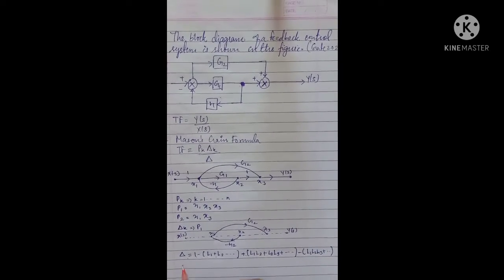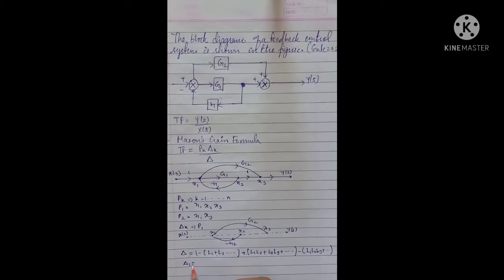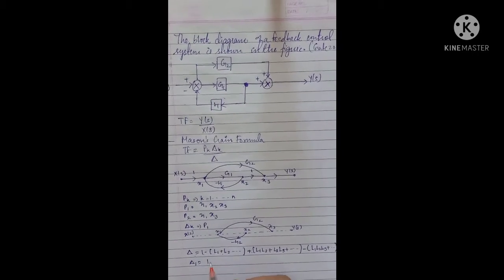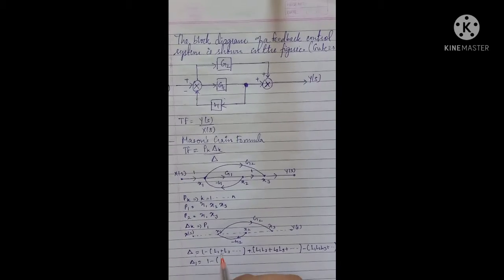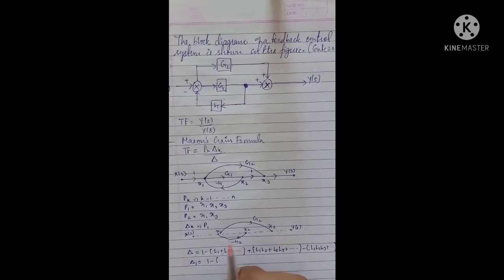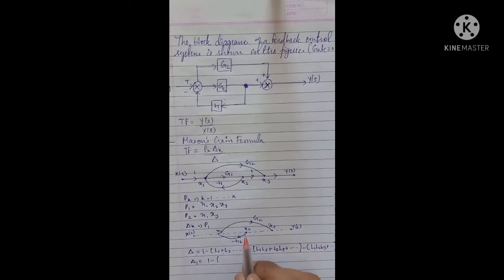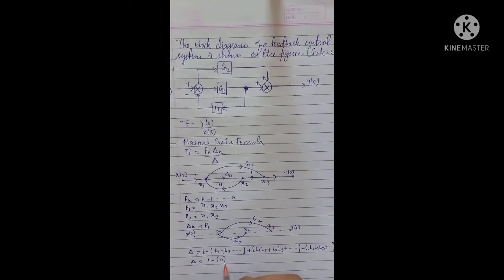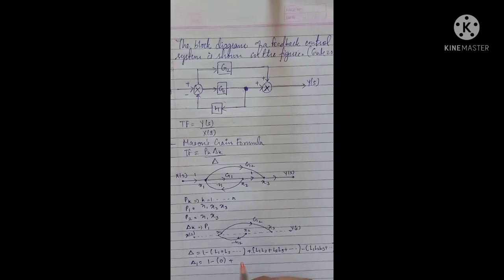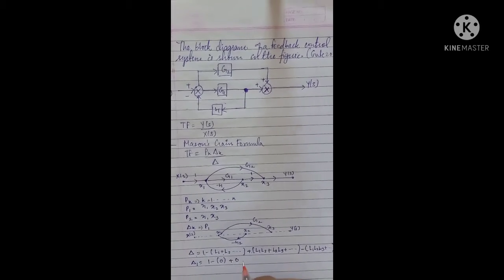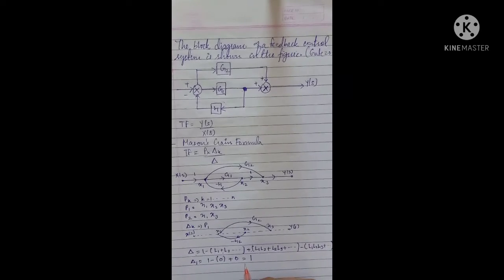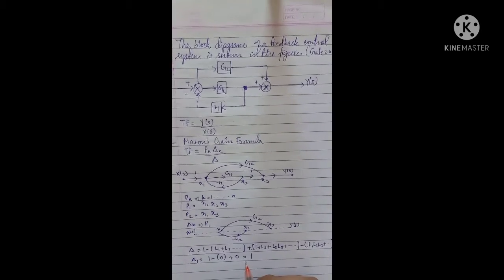So in this case, if you need to find del 1, what is the value? There is no loop, because it is just forming a half curve, it is not a closed curve. So the sum of loops is 0, and similarly no product will come, so this is equal to 1. So basically the del 1 value is equal to 1.